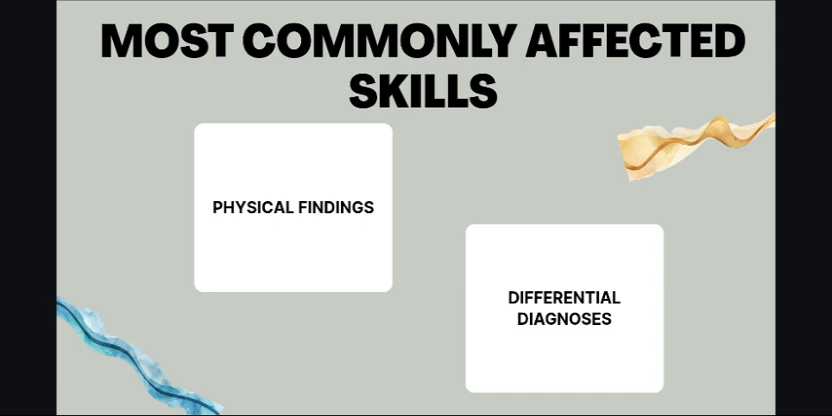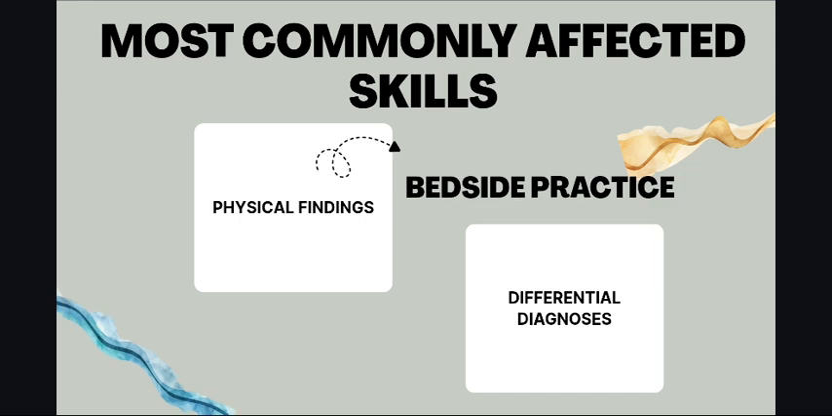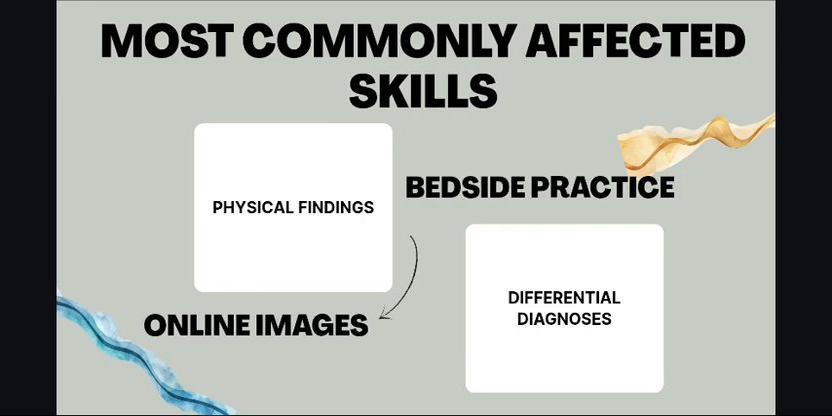For physical signs, there is no shortcut and there is no better way than to go to the bedside for clinical practice, and when you're unable to do so, you can look up images online. When you're going through a topic, for example, acromegaly, you can look up images online for the signs that you would be expecting. For example, the coarse facial features, prognathism, etc.